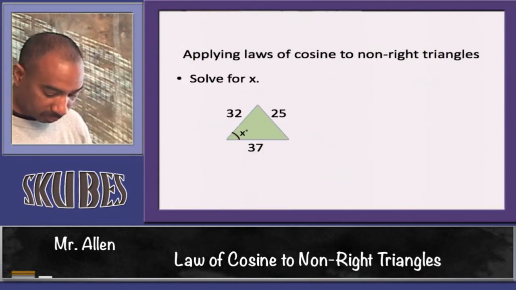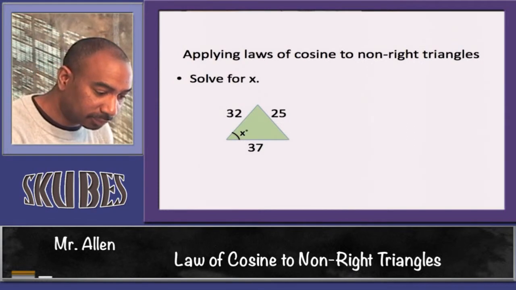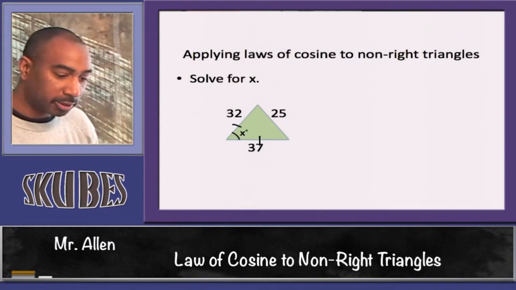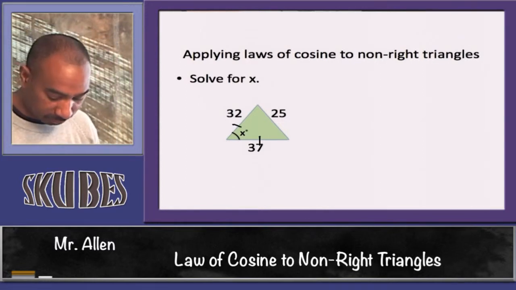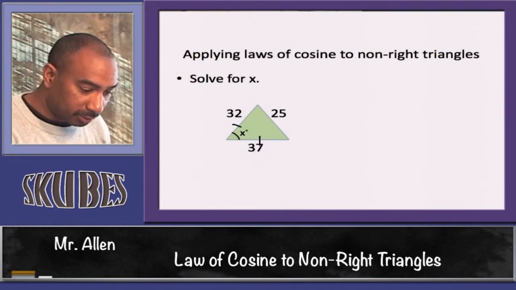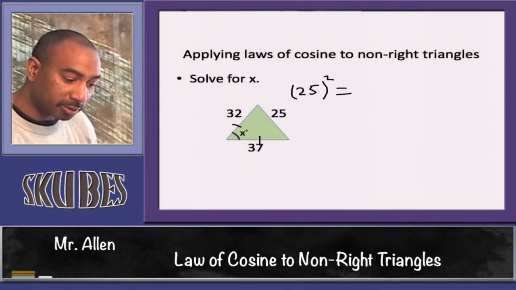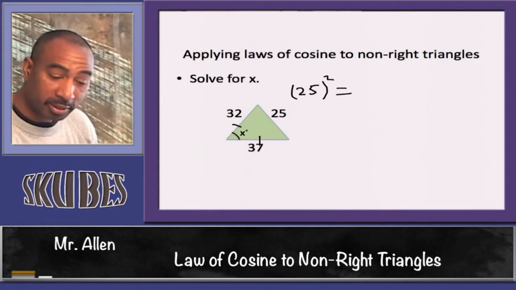Okay, solve for x. Again, we have side, angle, side, so we can use the law of cosines for this particular problem. So in this case, I'm going to say 25 squared, right? Because we only use the two sides that are part of the side, angle, side as the legs. The other side, you're going to use like your hypotenuse.